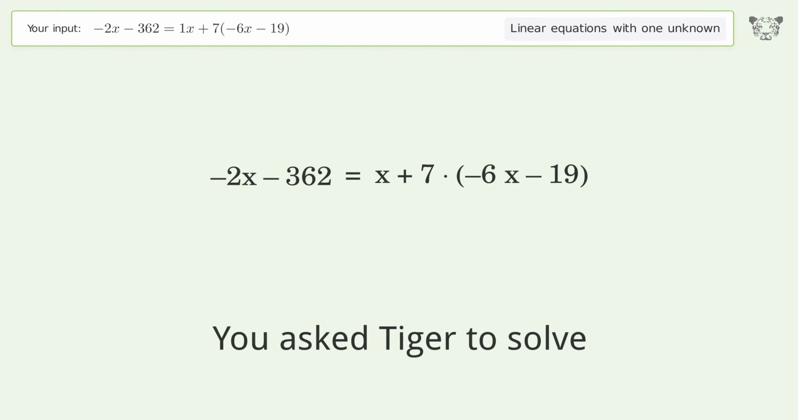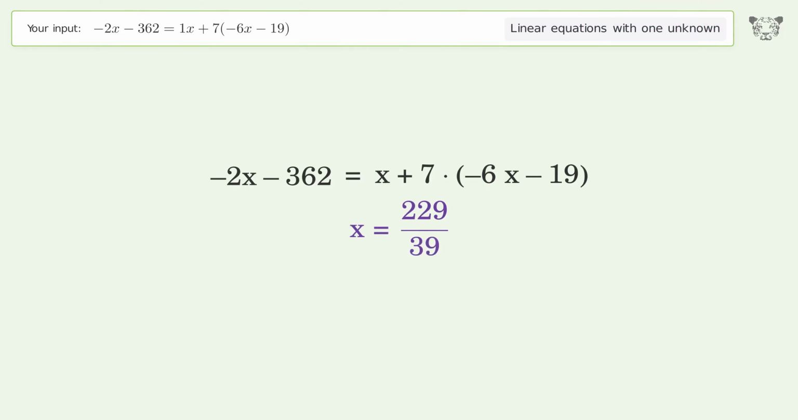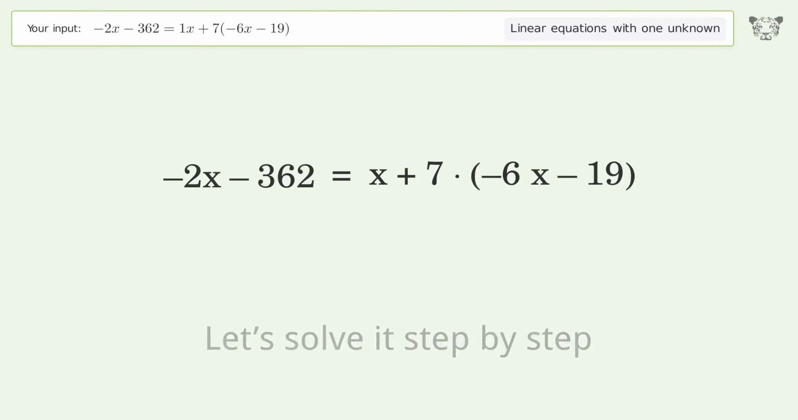You ask Tiger to solve. This deals with linear equations with one unknown. The final result is x equals 229/39. Let's solve it step by step.